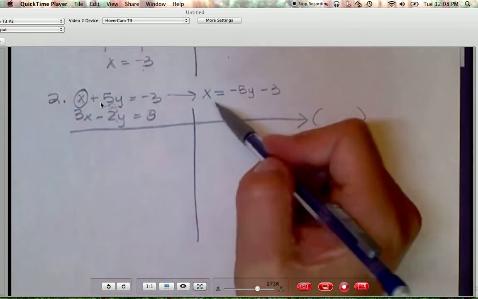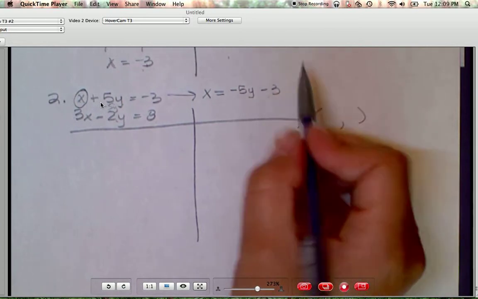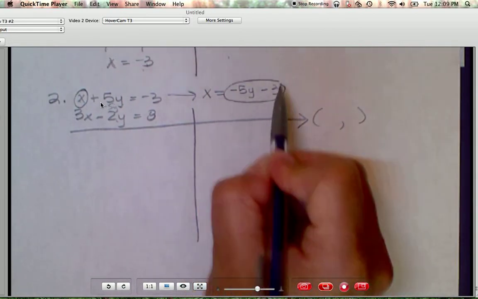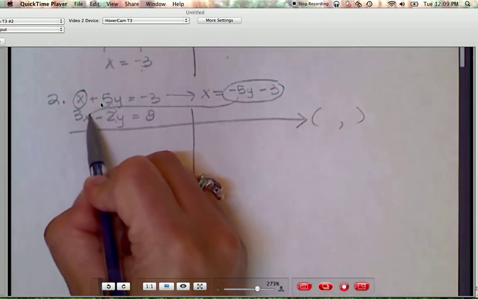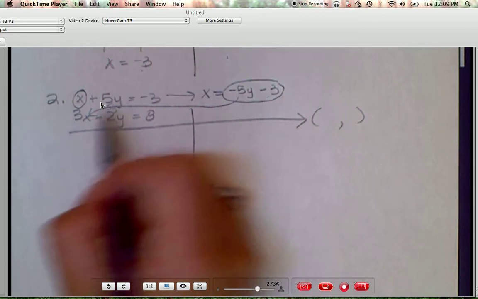Solve for the lonely variable. We didn't have to do that in the previous problem, but we have to do it here. Now, we take this expression that x is equal to, and we plug it into the other equation for x. Since that's equal to x, we plug it in for x.